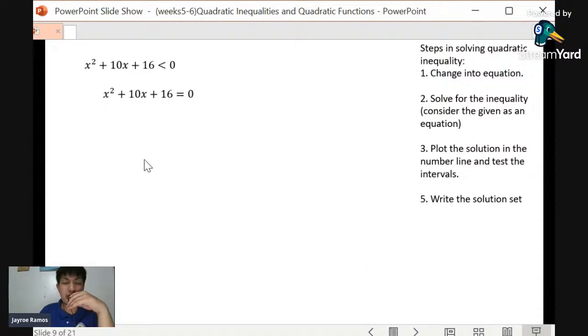So let's just proceed. So number 2, solve for the inequality. So ganun pa rin gagawin natin. We're going to factor x squared plus 10x plus 16. Let's factor. So una natin gagawin dyan, we're going to create a template. So meron tayong template and then ang given na variable ay x. And then let's fill what is missing here. Merong nawawalang dalawang number dyan. So kaya may mga blanco.